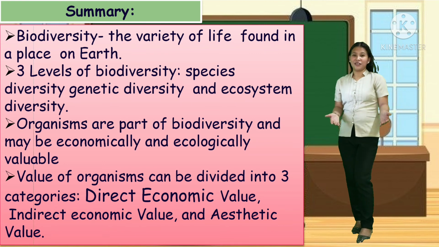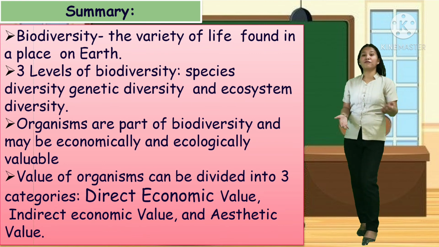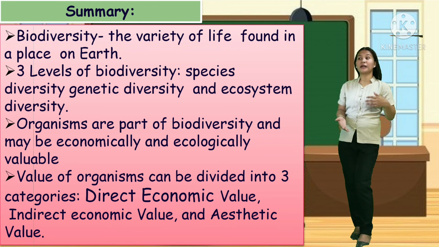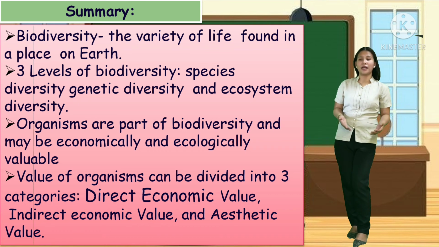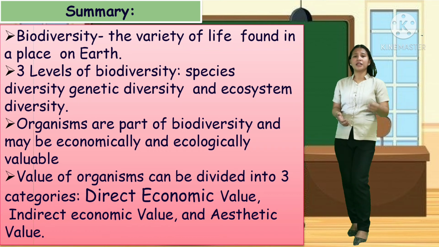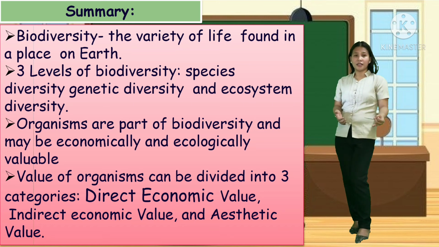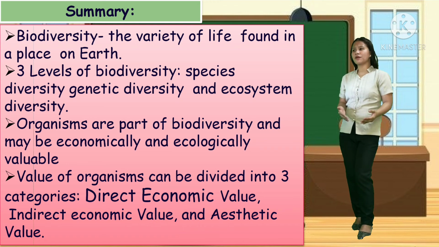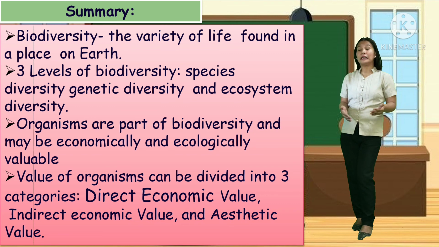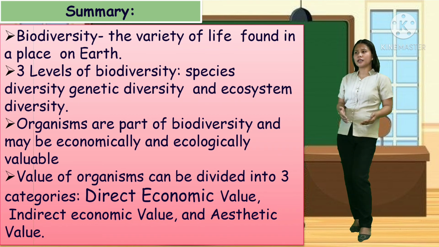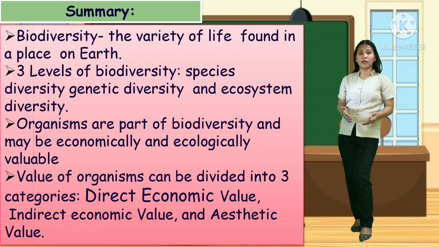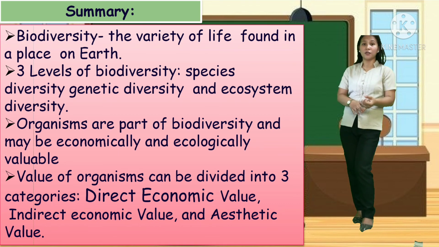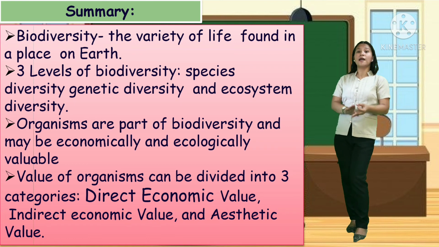Let's summarize what we have discussed for today. First, we have biodiversity. Biodiversity is the variety of life found in a piece of earth. And we have 3 levels: the species diversity, the genetic diversity, and the ecosystem diversity. Organisms are part of biodiversity and may be economically and ecologically valuable. Value of organism can be divided into 3 categories: the direct economic value, indirect economic value, and the aesthetic value.